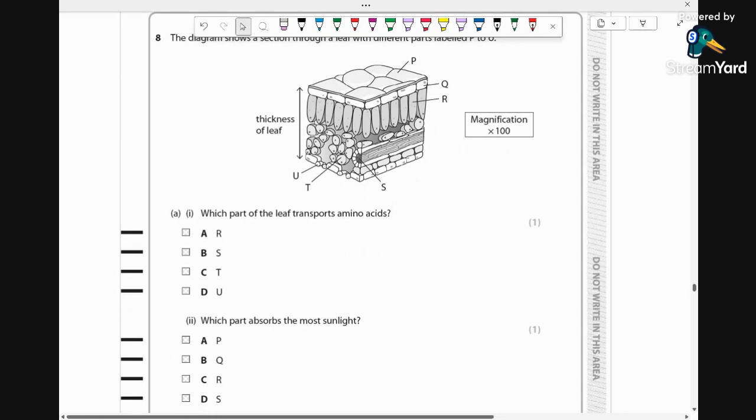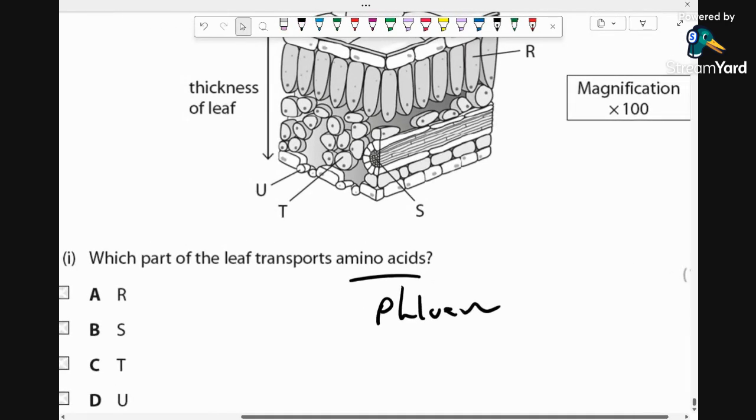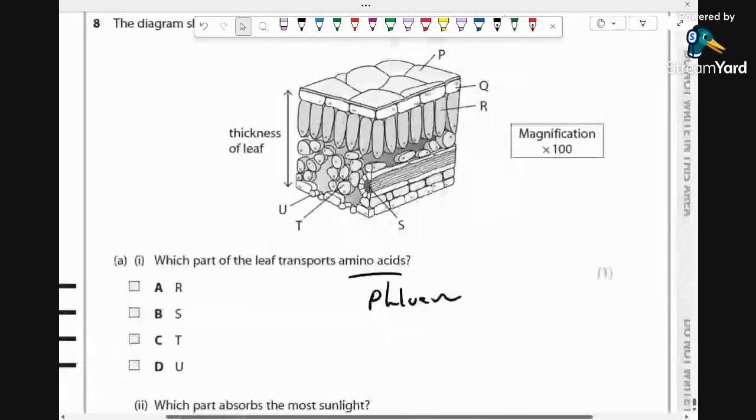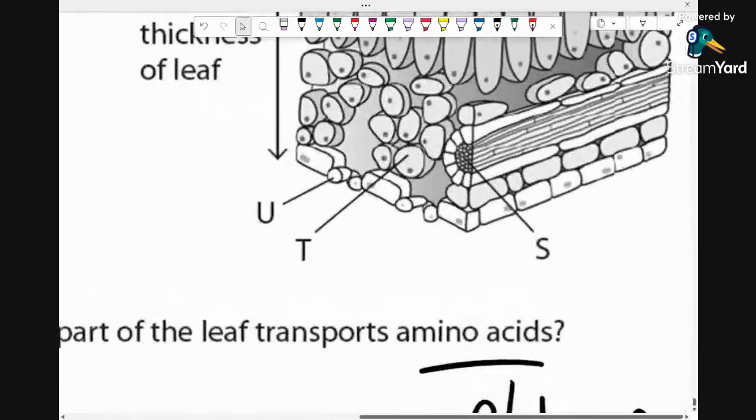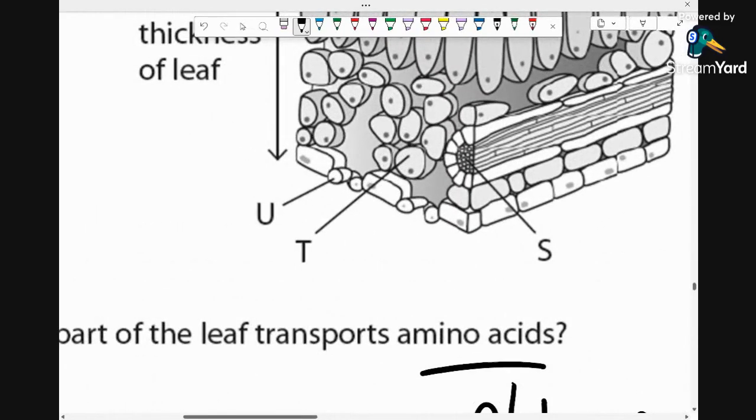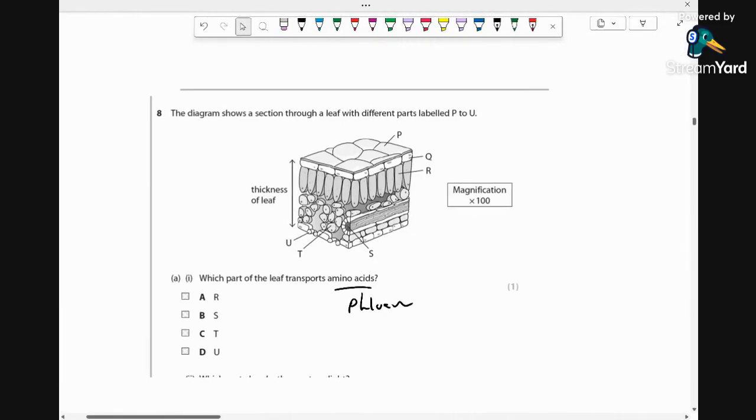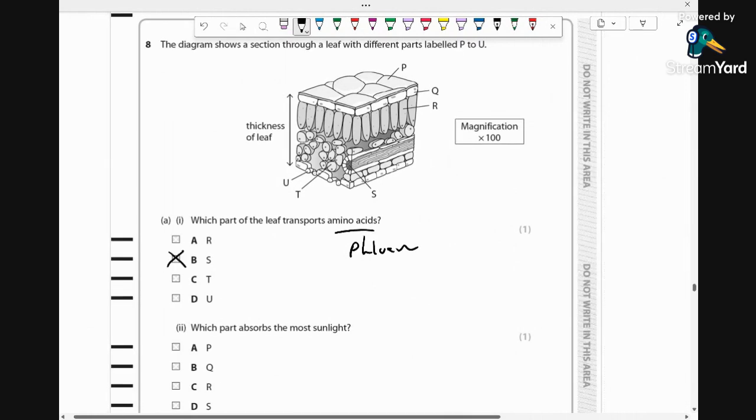Which part of the leaf transports amino acids? So we're going to be looking for the phloem here, which is in the vascular bundle. So that's in S, right? It's not differentiating between the 2 here. So, of course, the phloem would be sort of at the bottom if it was differentiating, but it's not. So the answer is it's just S, right? Moving on.